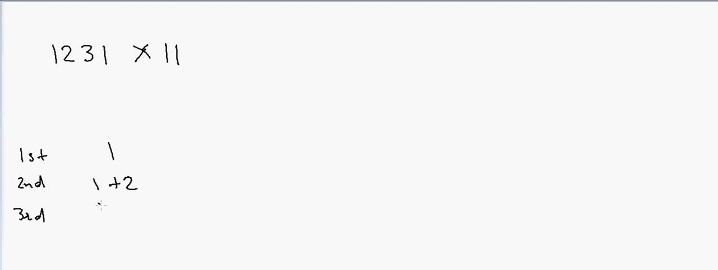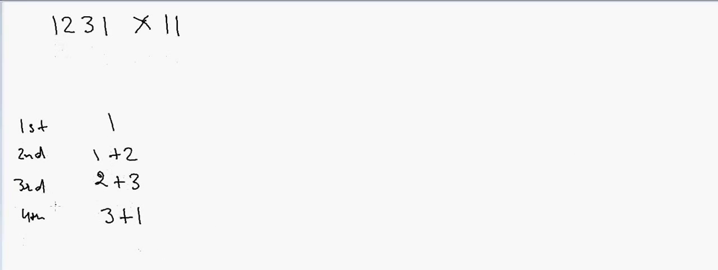If I have 1, 2, 3, 1, so I have to multiply by 11. The first digit will be equal to 1, second will be equal to 1 plus 2, third will be equal to 2 plus 3, and fourth will be equal to 3 plus 1, and then we are left with the fifth, which is equal to 1. So the answer will be 1, 3, 5, 4, 1. So answer is 1, 3, 5, 4, 1.